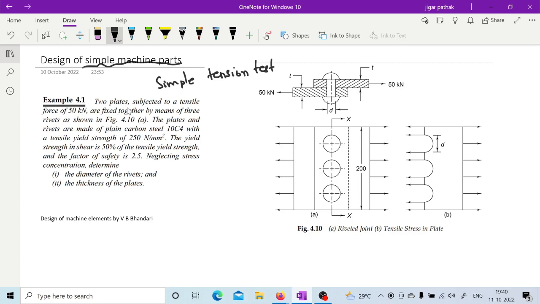It is mentioned here that these two plates subjected to a tensile force of 50 kilonewton are fixed together by means of three rivets as shown in the figure. The plates and rivets are made of plain carbon steel 10C4 with a tensile yield strength of 250 Newton per mm square. The yield strength in shear is 50% of the tensile yield strength, and the factor of safety is 2.5. Neglecting stress concentration, determine the diameter of rivet and the thickness of plates. So I guess you can try and attempt this question. Can you try?